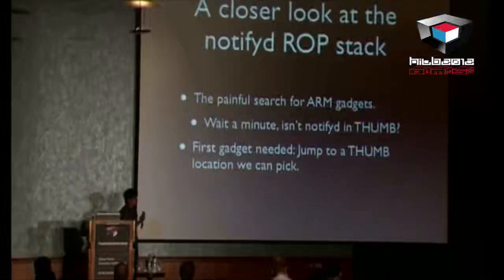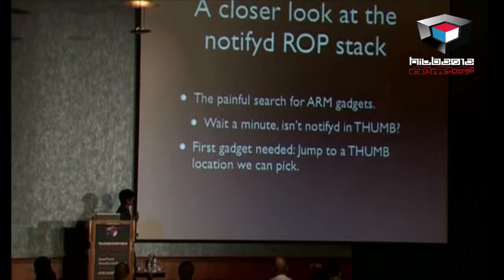So we need an ARM gadget that can jump to a thumb location we pick, so we can start using thumb gadgets for the rest of the ROP. Or else we have a very, very limited selection of gadgets that we can use. So this is the first one, gadget holy, because it took forever to find, like it took days to find.